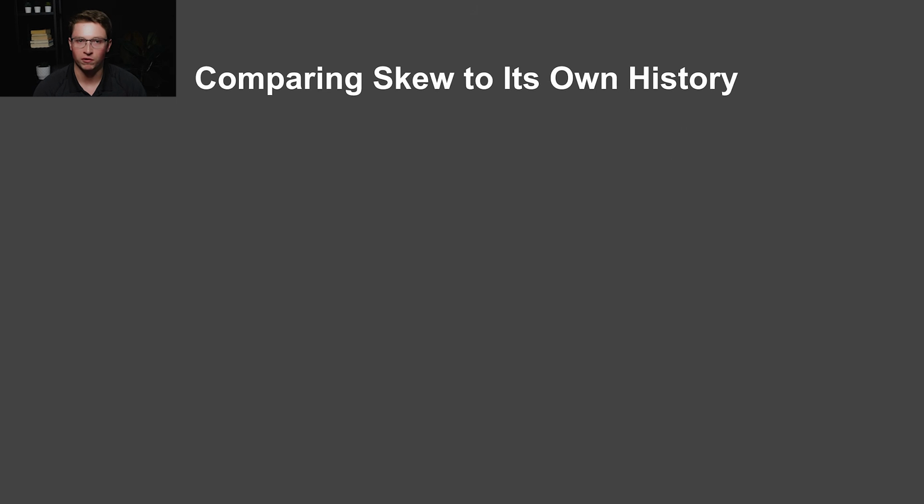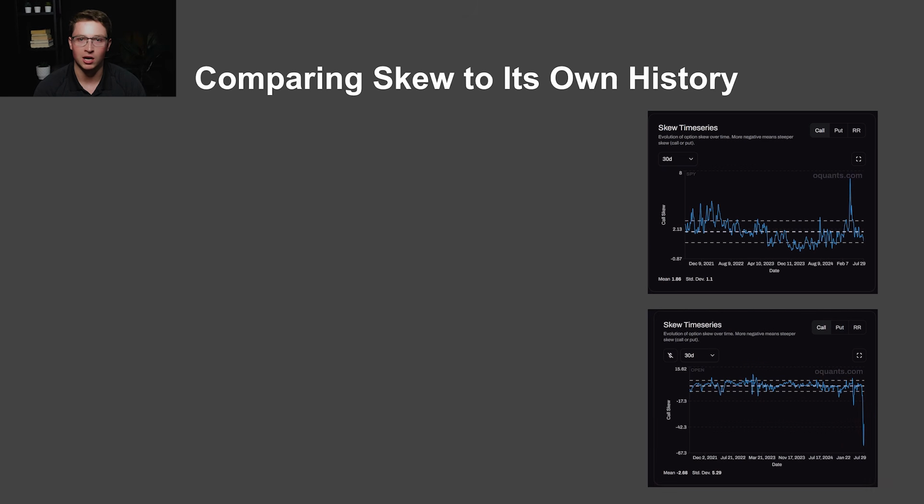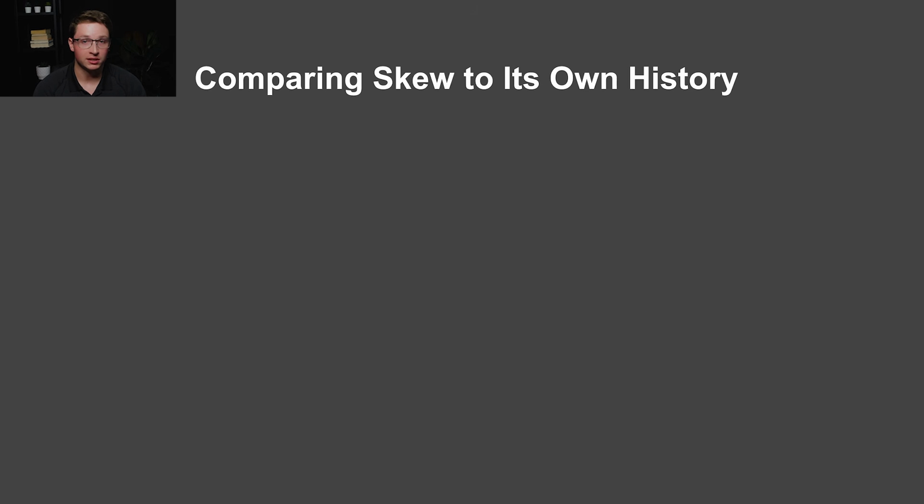It fluctuates over time. By tracking a time series of skew, we can spot mean reverting behavior and identify moments when skew is unusually steep or inverted. Since there is typically a persistent skew premium, especially in equity indices, large deviations from historical norms can often serve as contrarian trading signals. Using the OQuant's volatility dashboard, let's take a look at a recent setup in Open.